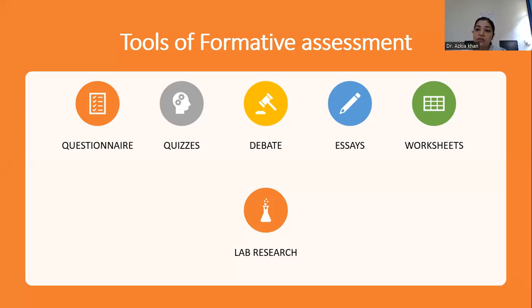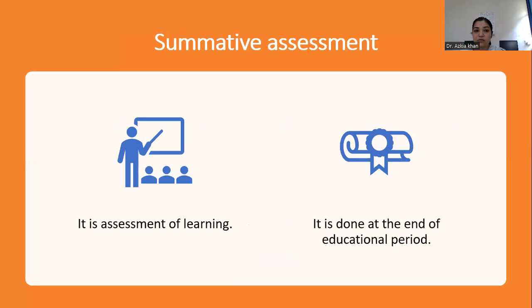So here, different tools can be used for formative assessment, like questionnaires, debates, discussions, worksheets, and essays. So there are different ways the teacher can give, like a class test, or different types of experiments. So through all these techniques, the teacher can give the formative assessment and can find out the performance of the student.